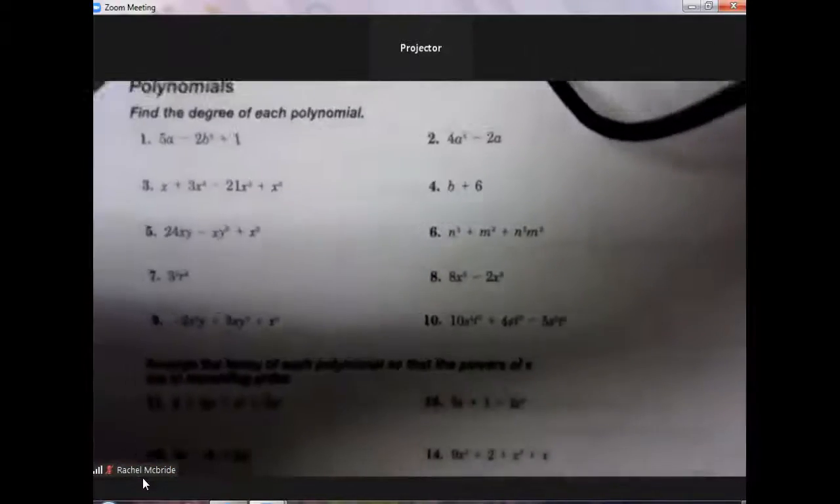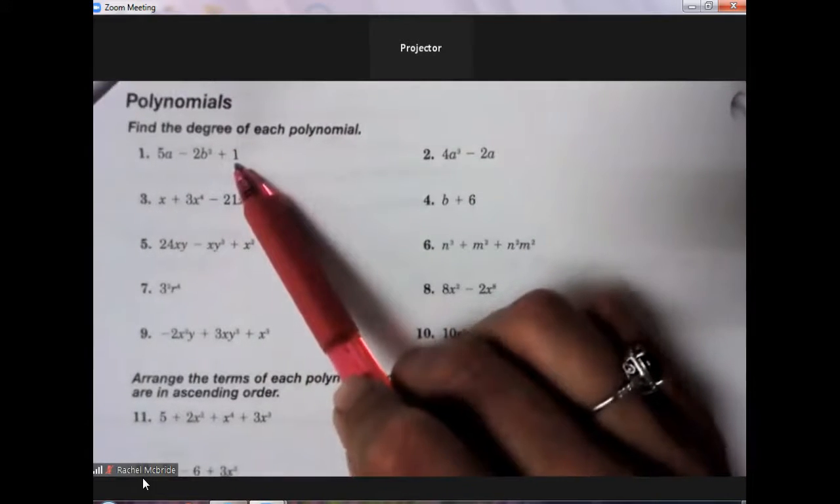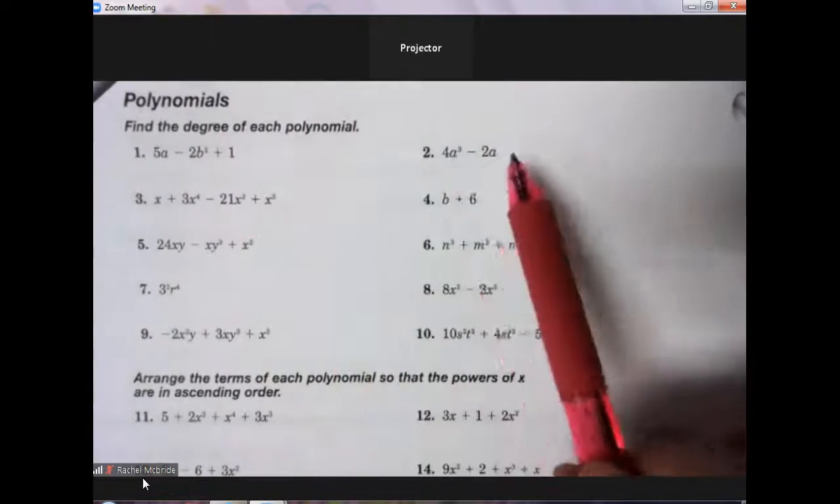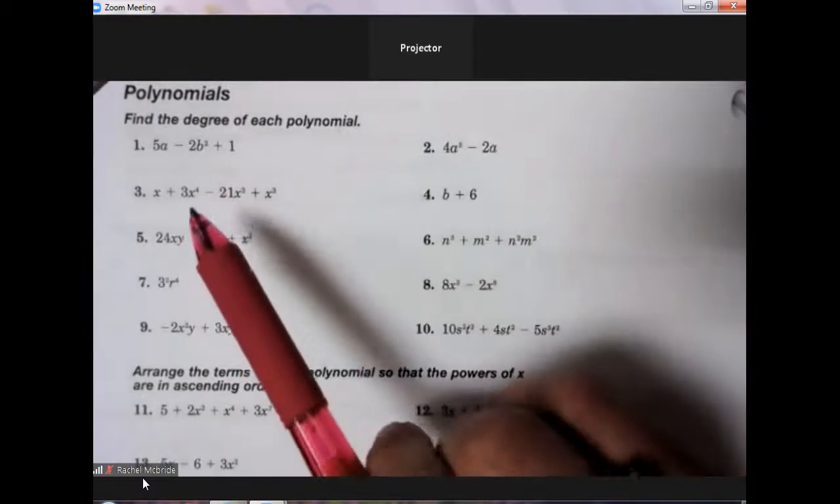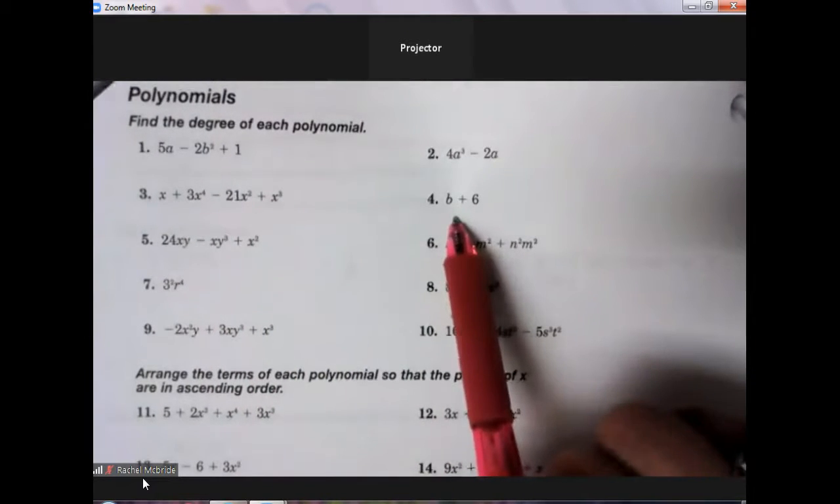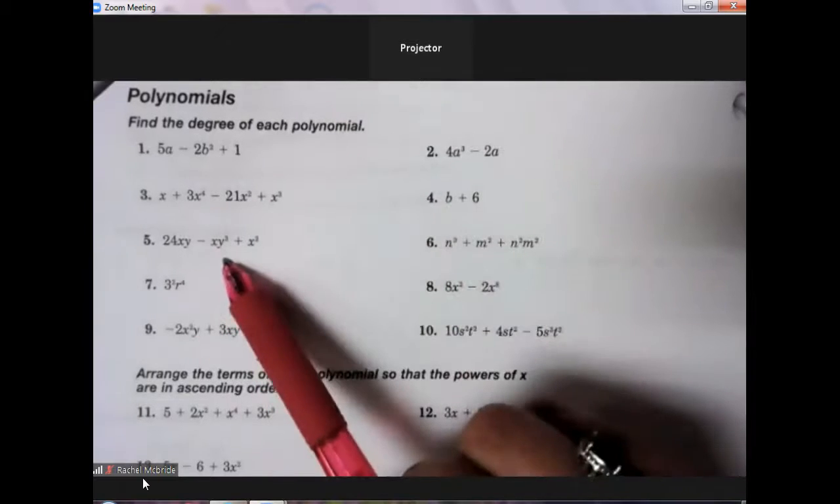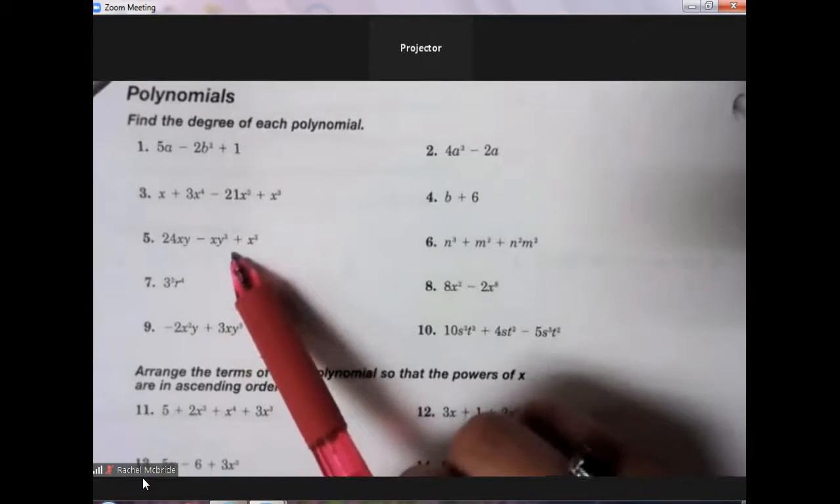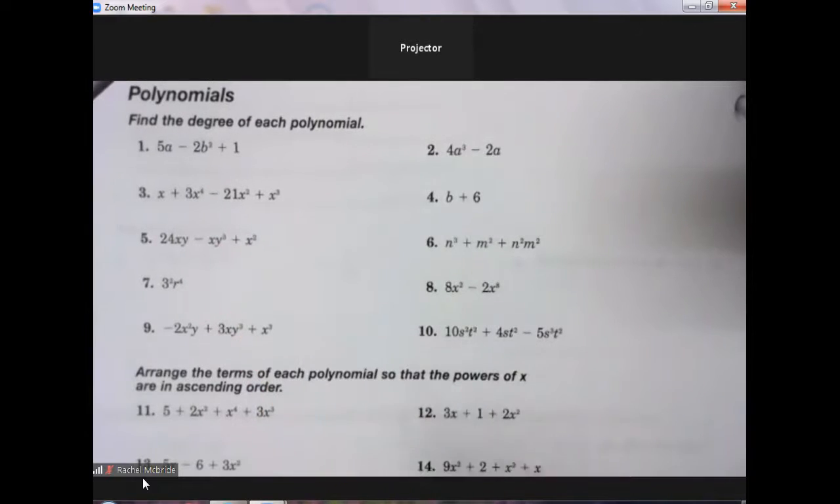Okay, so quickly going through these answers. In number 1, degree 2. In number 2, degree 3. In number 3, that's degree 4. 4 is degree 1. 5 is degree 3, or 4, sorry, because you add the 1 and the 3 together.